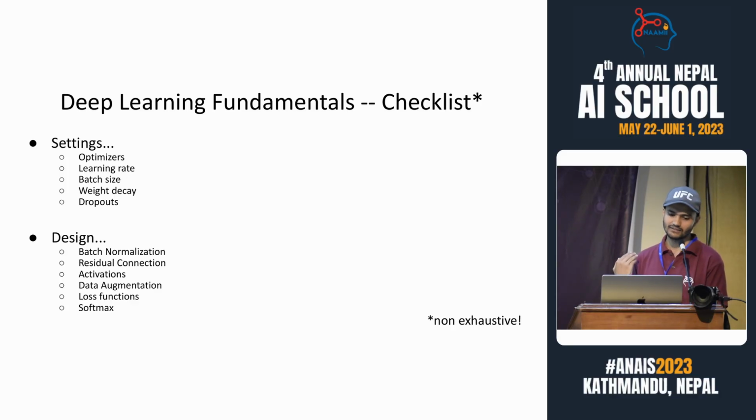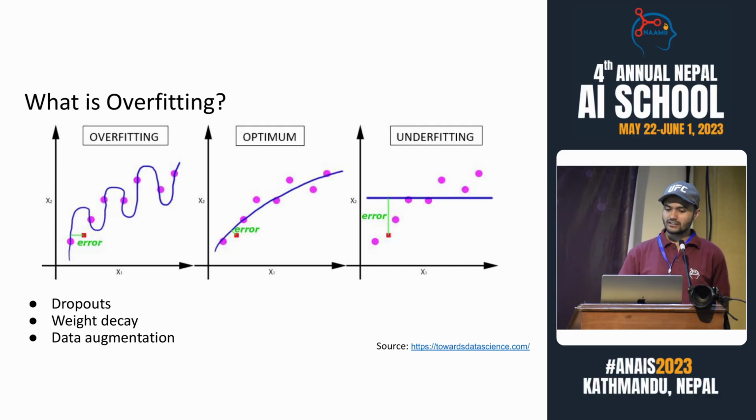Batch size, weight decay, dropout. Did you cover dropout? Okay. So overfitting is also another problem because we don't know how much network capacity is needed. So that is treated by using dropout, weight decay, or data augmentation to increase the data points.